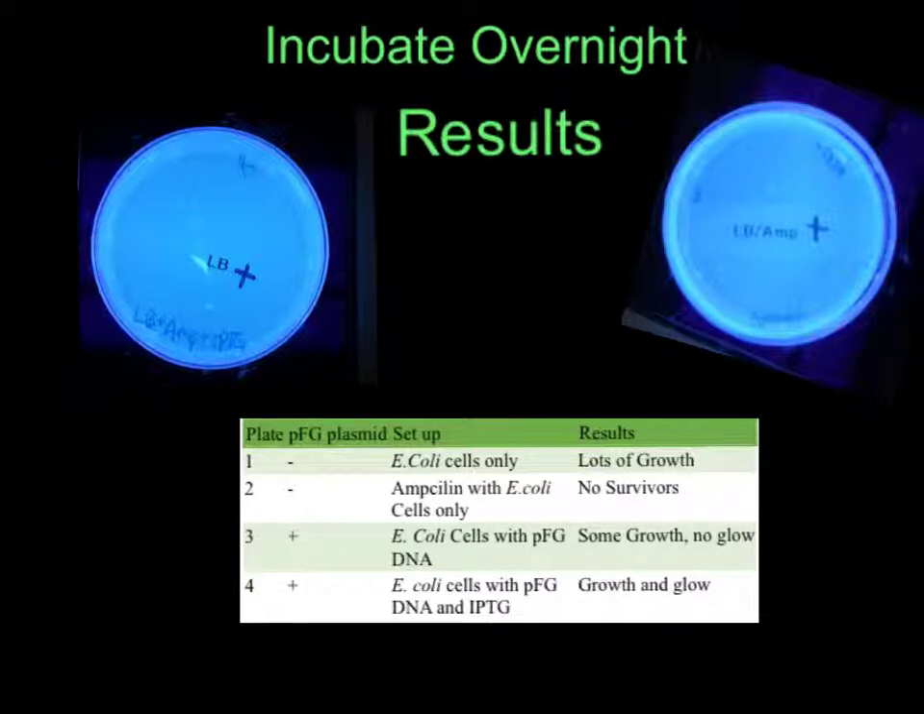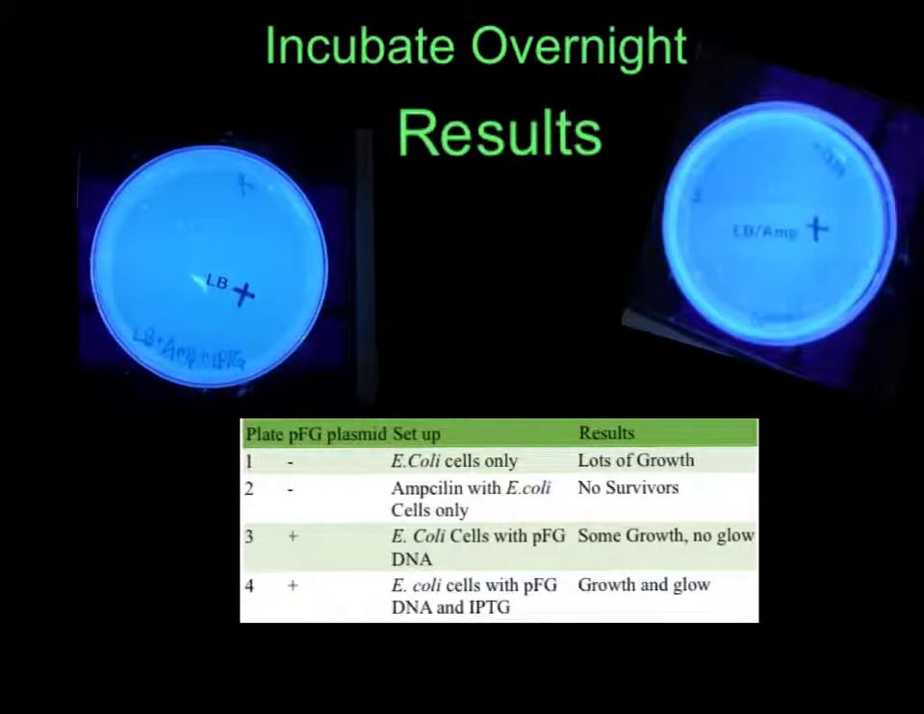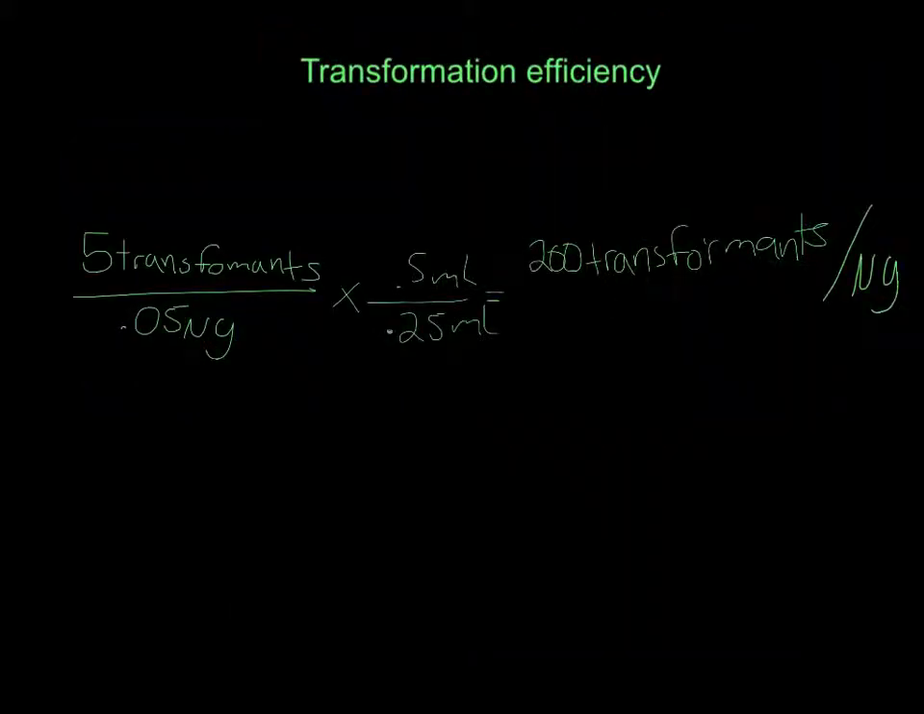The picture on the left represented the sample that did contain the IPTG and therefore shows some glow. The picture on the right was plate 3 that did not receive the IPTG and therefore doesn't have as much growth as the left picture. For transformation efficiency, we calculated that there were 200 transformants per microgram. It can be concluded that transformation is not very efficient just based on the fact that out of the 4 plates in this experiment, there were only 2 that transformed.